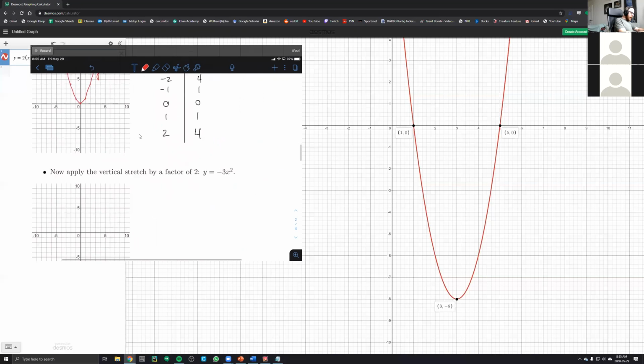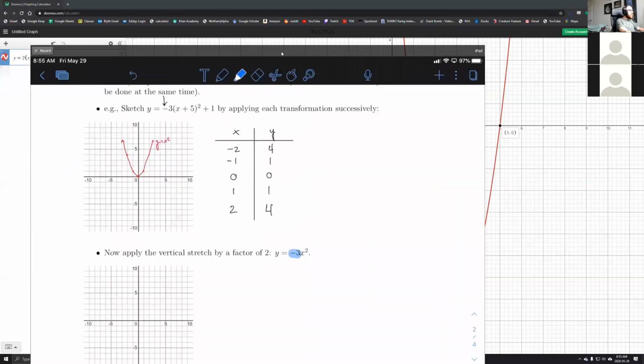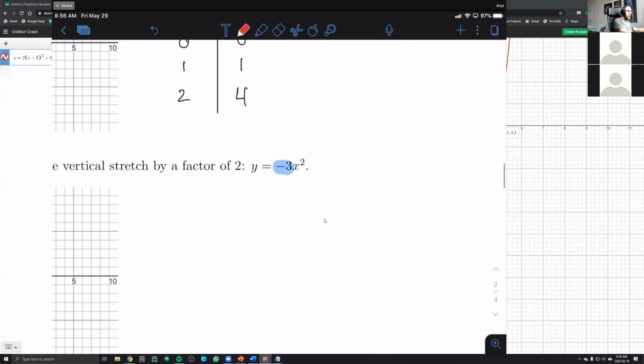Okay. Now in this case, we have a reflection and a stretch. Actually, let me make this larger again, sorry. In this case, we have both a reflection across the x-axis, so that will cause our parabola to open downwards, but we also have a stretch by a factor of 3. Now, these can be combined into one go, right? So this is both a reflection across the x-axis and a vertical stretch by a factor of 3.